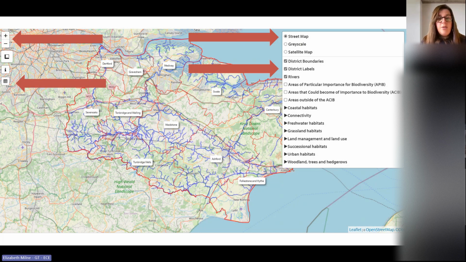And finally, also on the left-hand side are the zoom functions, so plus and minus, and you can also use the wheel on your mouse to zoom in and out on the map.